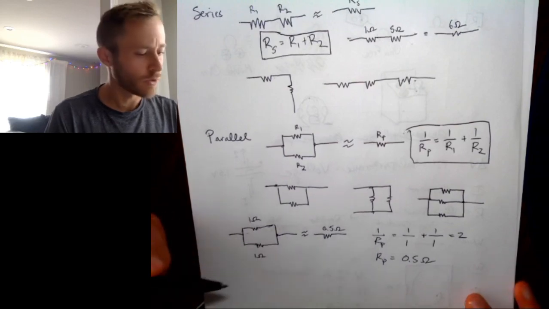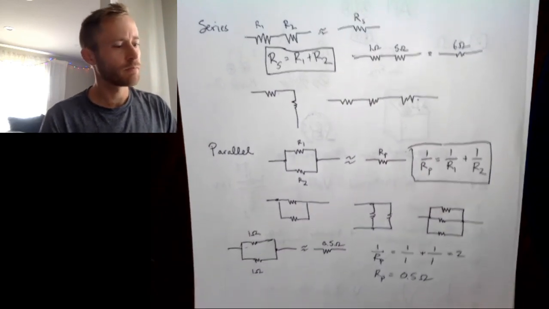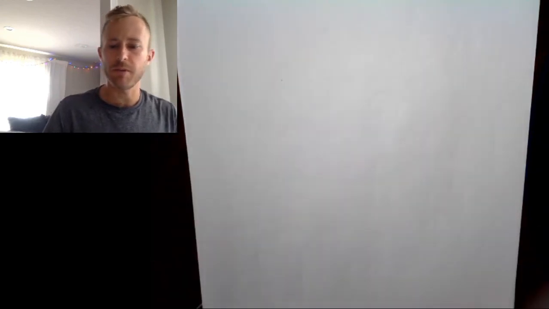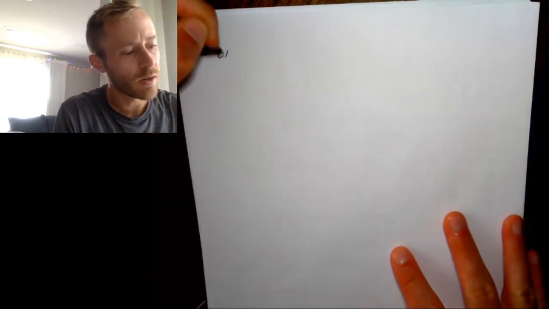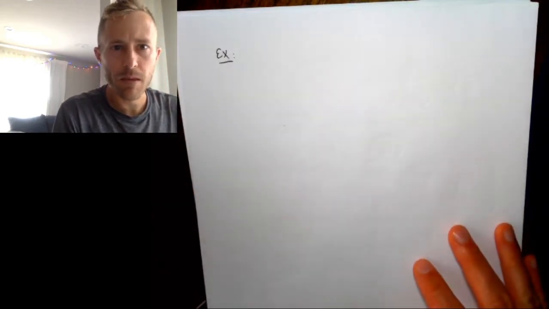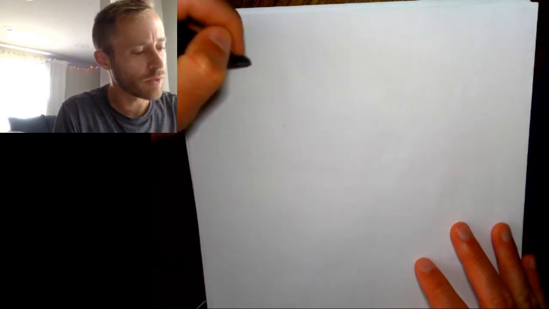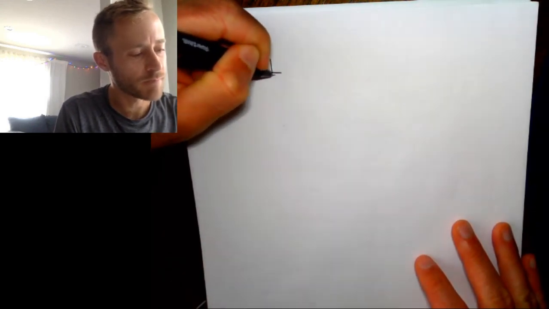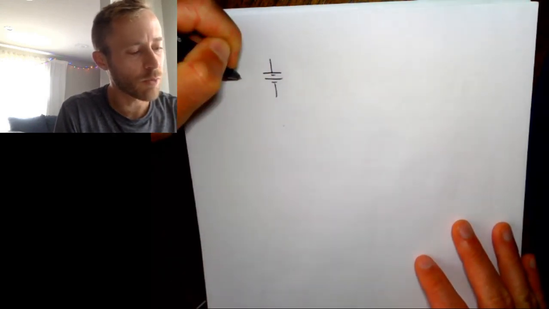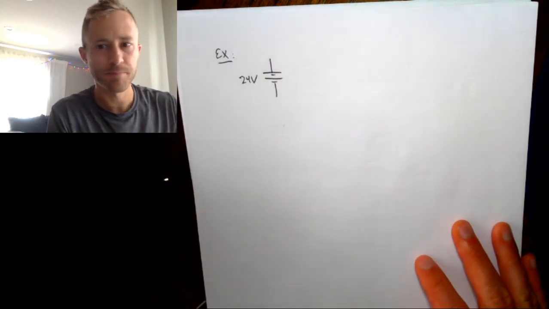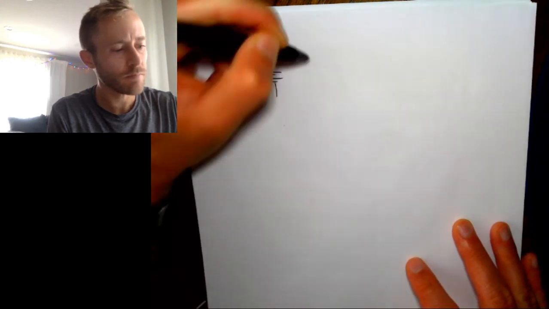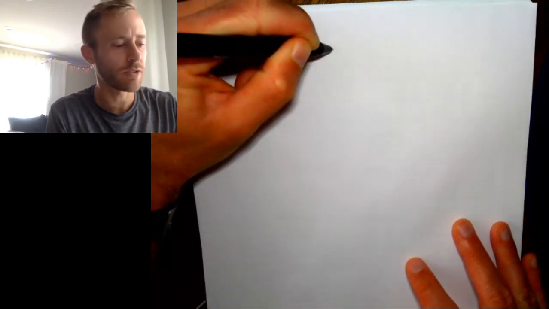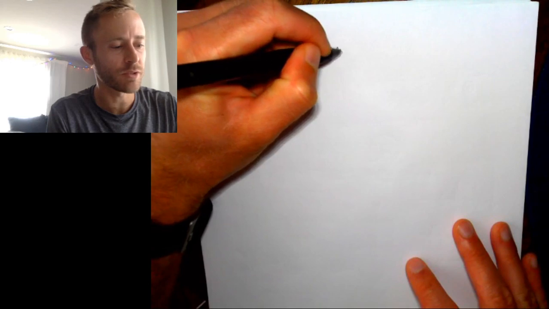All right. So I think I'm going to do one example. I'm going to do that on a different piece of paper. And that'll be the end of today's lesson. So here's an example. Let's say we have a battery, and maybe it's a 24 volt battery. And so that battery is connected to a bunch of resistors.